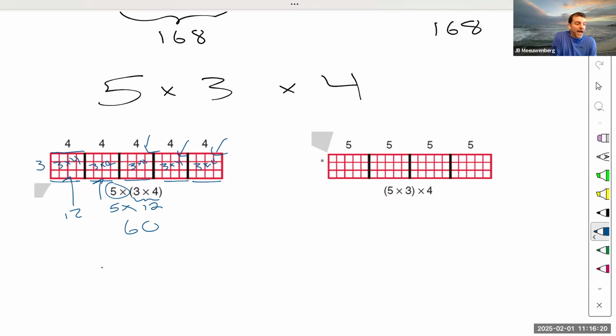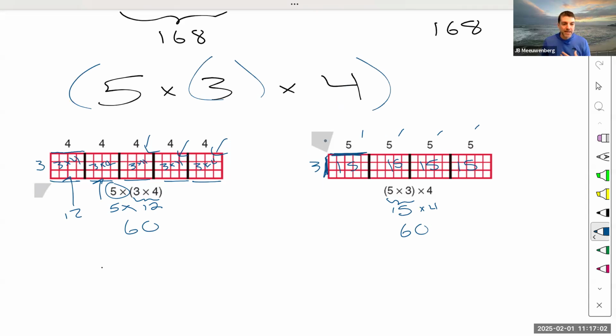We can look at the same problem as 3 rows of 5 columns. 3 times 5 is 15, 15 here, 15 here, and 15 here. That's this multiplication. And we have 4 groups of them, 1, 2, 3, and 4. 15 times 4 is also equal to 60. It's the same number of individual units. It's just grouped a little differently, right? And so those different arrays can help us see the different arrangements. Do we want to group the 5 and 3 together, or would we rather group the 3 and the 4 together? It's going to be the same in either case.